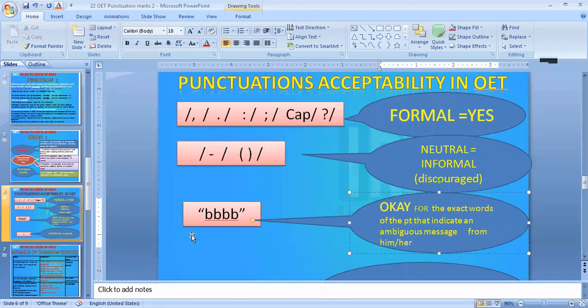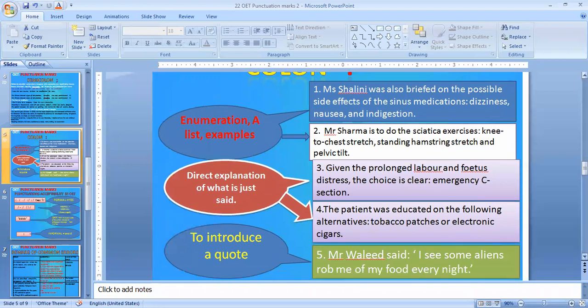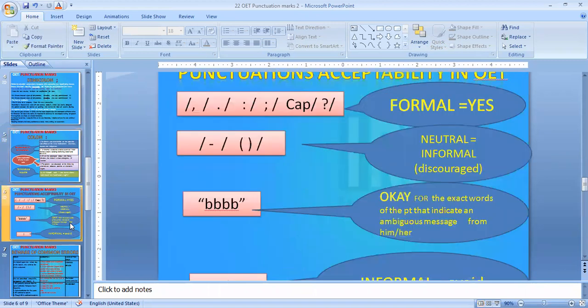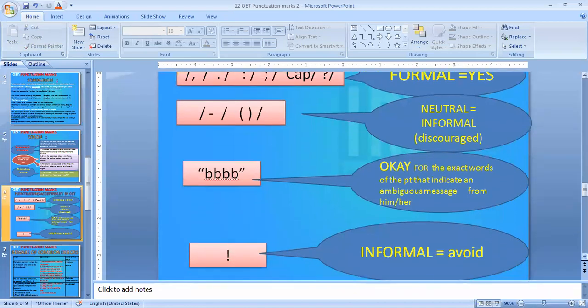What is that ambiguous message? I just mentioned Walid. What did Walid say? Why did you put these exact words in your OET letter? Because you are not very sure about what exactly he means. When he says, I see some aliens rob me of my food every night, you don't know what exactly it means. So you don't want to run the risk of misinterpreting his words. So let his words appear as he spoke. Let somebody else explain it. That's why inverted commas are okay only when what the patient said is not clear to you.